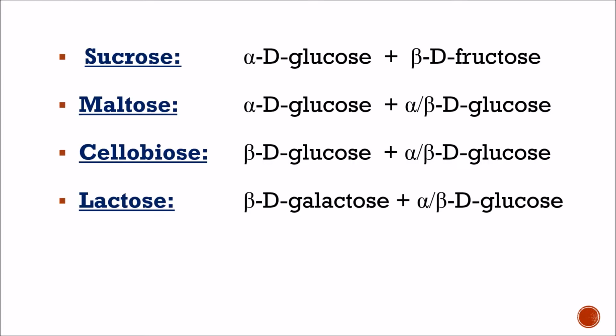Now we have to study four different types of disaccharides in detail. First is sucrose, maltose, cellobiose and lactose. Sucrose is formed of two different monosaccharides: alpha D glucose and beta D fructose, while maltose is made up of alpha D glucose and alpha or beta D glucose. Cellobiose is made up of beta D glucose and alpha or beta D glucose, while lactose is made up of beta D galactose and alpha or beta D glucose.